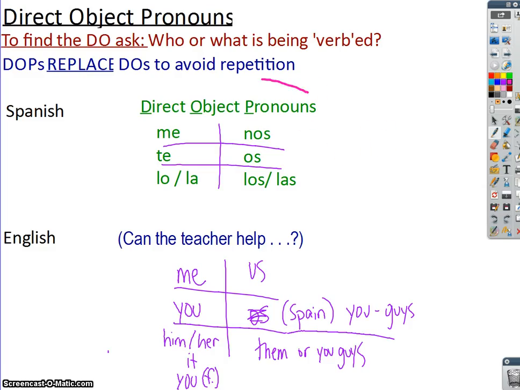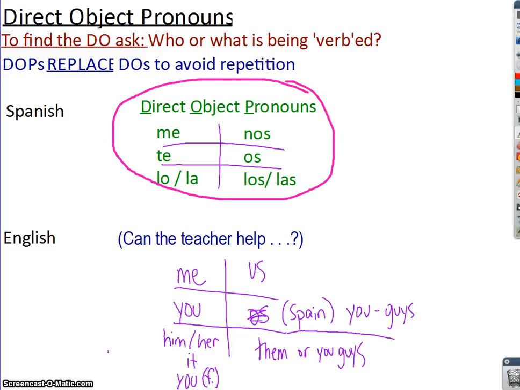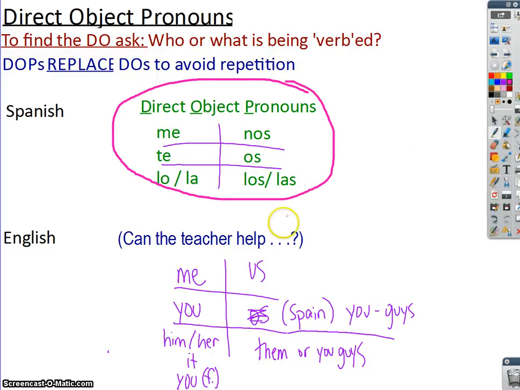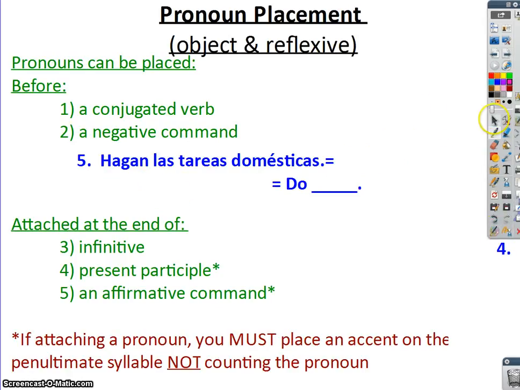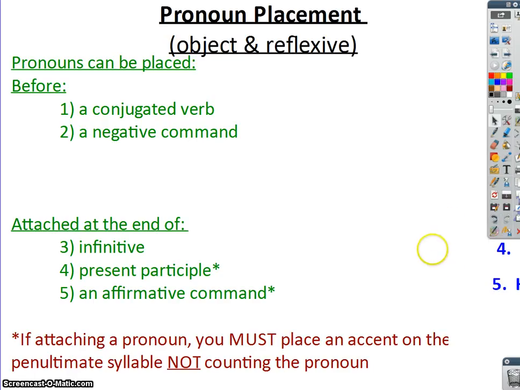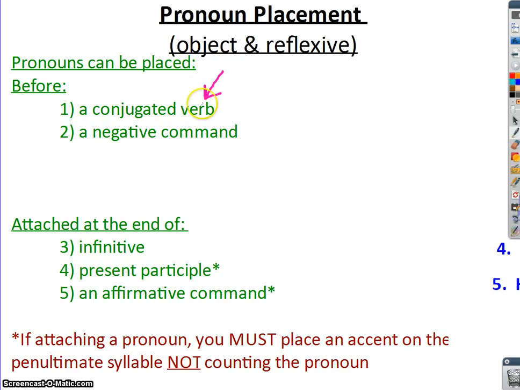Then you choose which direct object pronoun would best replace your direct object and put it in your sentence in the most appropriate spot. Where can pronouns be placed? Well, it all depends on what type of a verb you have. Most sentences will have a conjugated verb. So most of the time you can just smack it right before the conjugated verb.